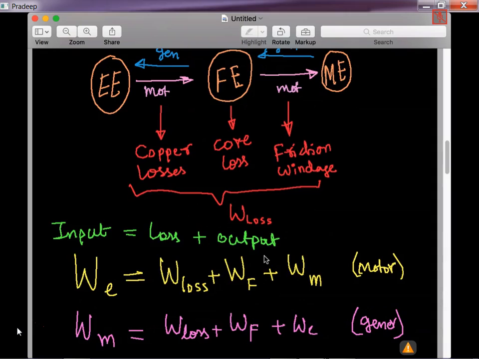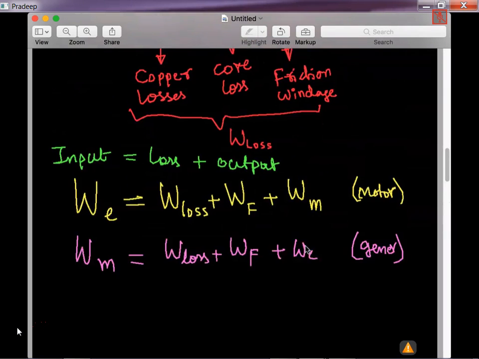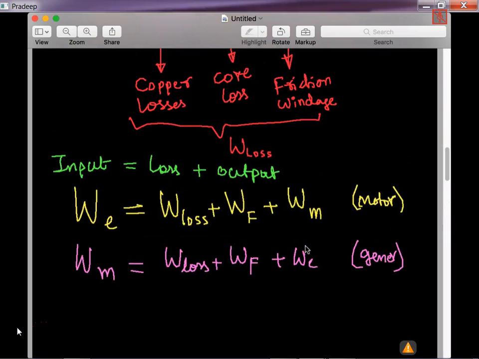Now if I introduce the losses, then for the motor the equation becomes: electrical input is equal to losses plus field energy plus mechanical energy. Or in the case of a generator, mechanical input is equal to losses plus field energy plus electrical energy. So this is just a very brief overview of the energy conversion that is happening in the generator and motor.